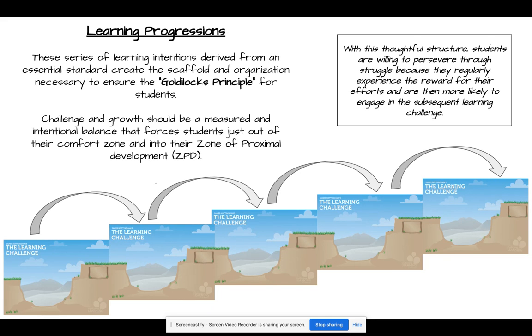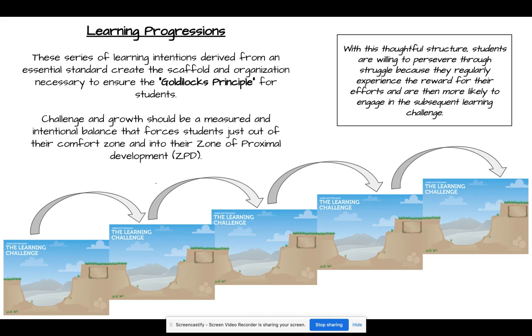We want to get them struggling just enough that it's challenging, but that they don't give up, and that they're motivated to continue. And so that's what's up in the top box of this. With this thoughtful structure, students are willing to persevere, which we know they have a problem with, through struggle, because they regularly experience the reward for their efforts and are more likely to engage then in subsequent learning challenges. And the reason I put the pit on here is because that's what the pit is about.